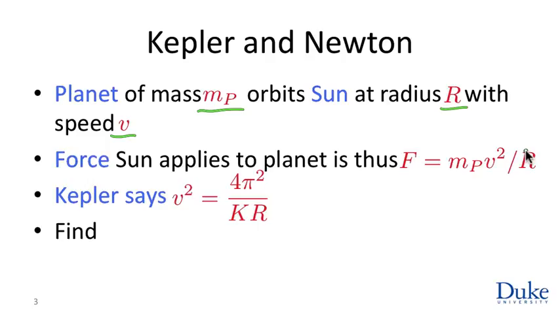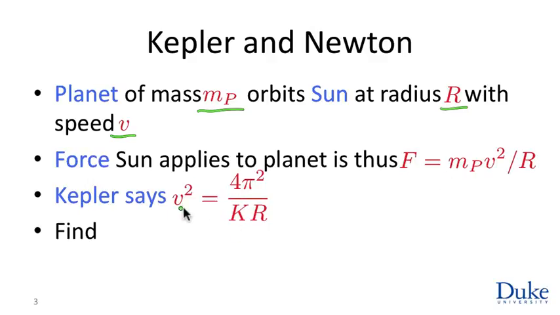Now, two clips ago when we studied Kepler's laws, we found that in fact for any planet that orbits the sun, there is a relation between v and r that is independent of which planet you are considering. For all of the planets, the square of their speed, v squared, is 4 pi squared divided by this interesting constant that I called k for Kepler, times the radius of the planet's orbit.